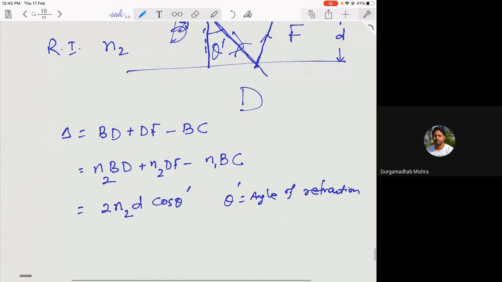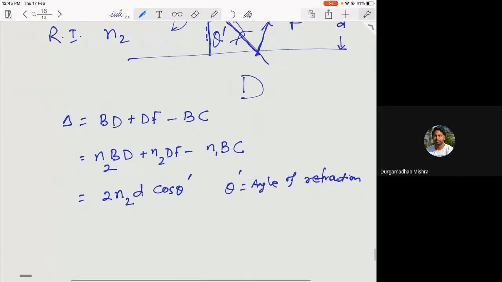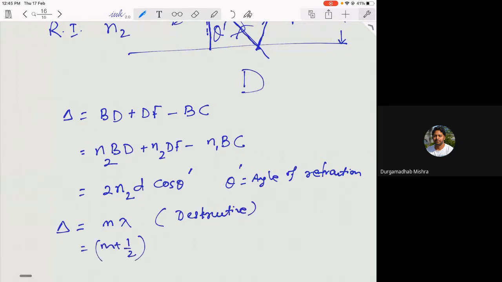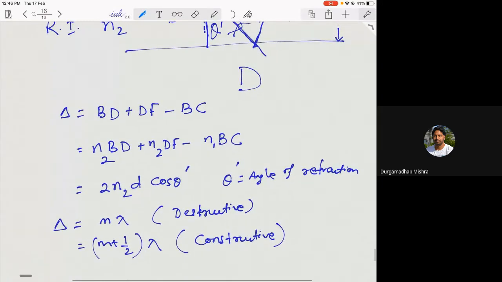And the condition for your interference is not going to change. So it will again be m lambda for your destructive one, and (m plus half) lambda for constructive. Okay, so this is your condition for interference. Only thing, the path difference has changed.